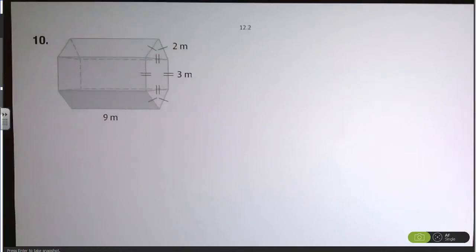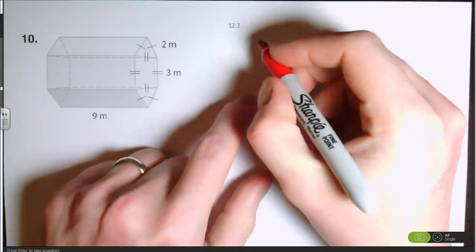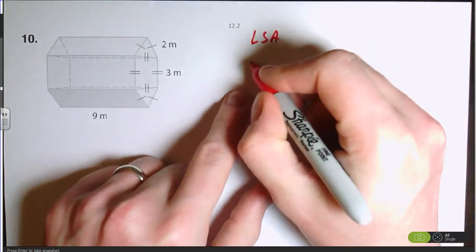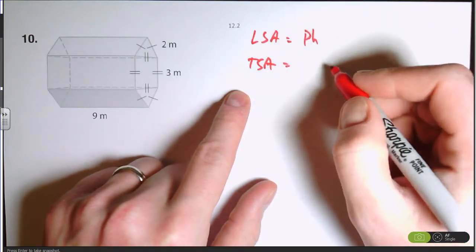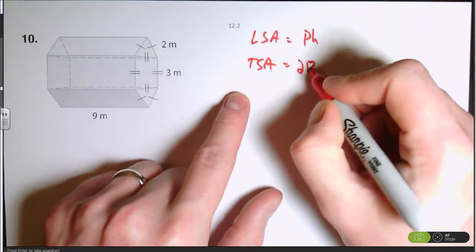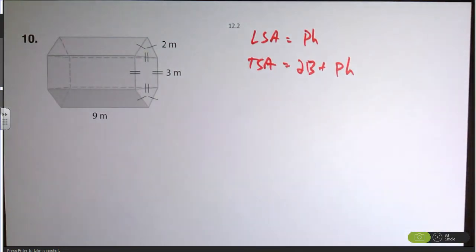Okay, so here's some extra problems from section 12.2. We're doing lateral surface area and then total surface area for this one. So it's perimeter times the height, and then 2 times the area of the base. Not pi, perimeter times height. I actually just did the video for section 12.3, so I'm thinking of pi's.